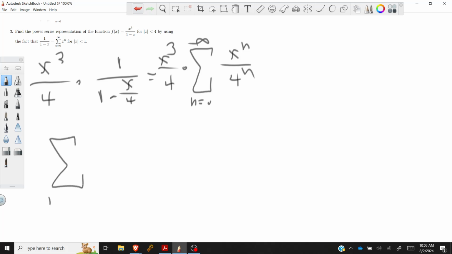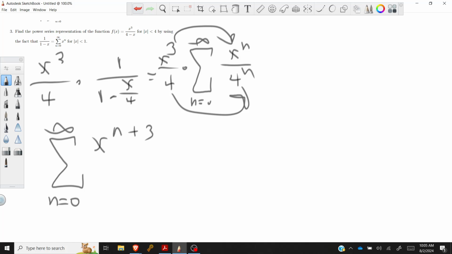And it's going to follow the same principle as last time. We're going to multiply these and add the exponents. So this is going to be x to the n plus 3 over 4 to the n plus 1. Hopefully that's feeling pretty familiar and comfortable to you now.